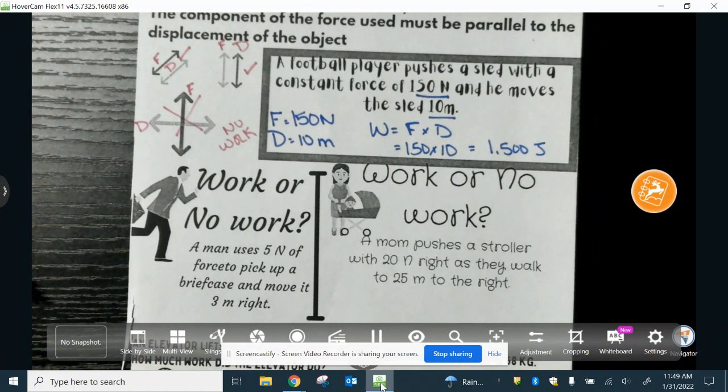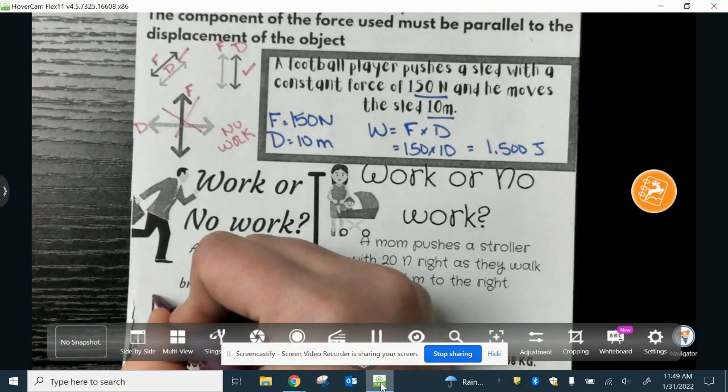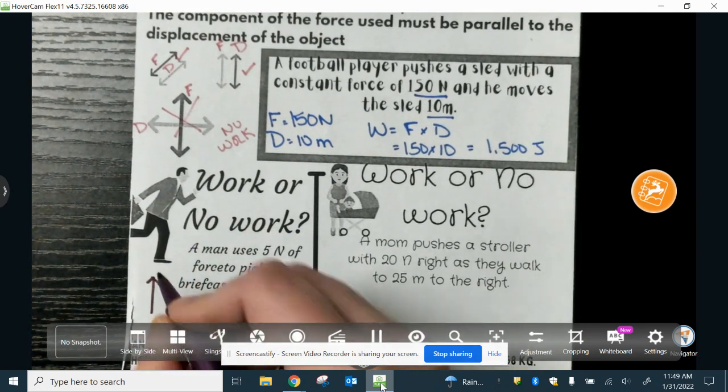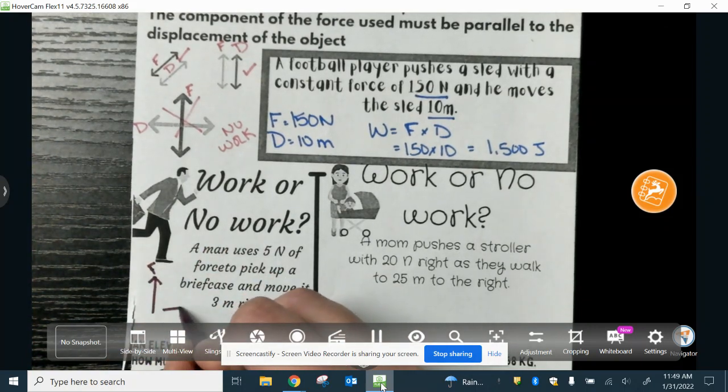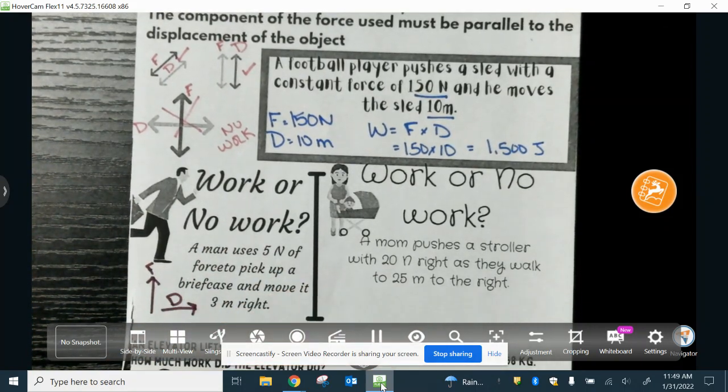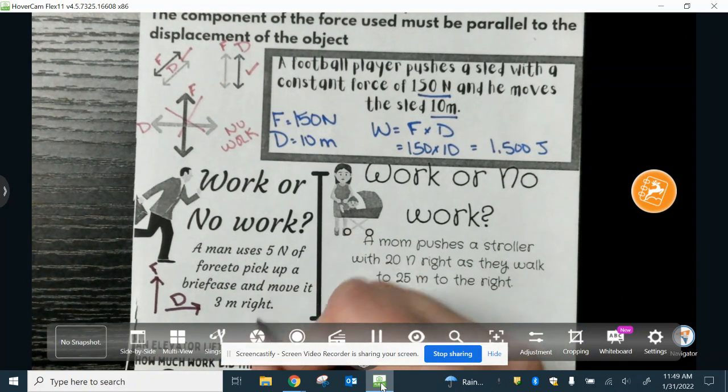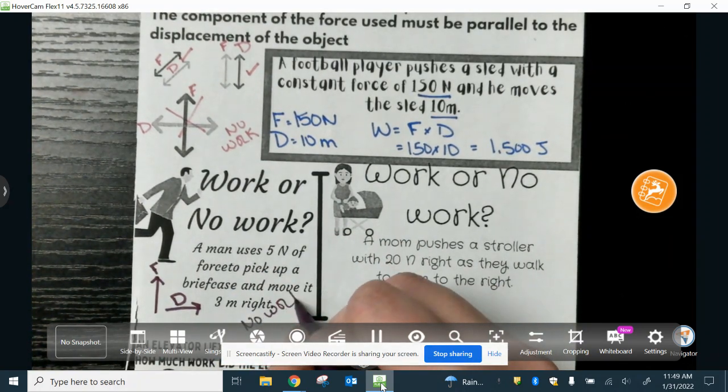All right, so we have two scenarios here, and you have to decide, is it work or not work? The first one, a man uses 5 newtons of force to pick up a briefcase and move it 3 meters right. So his force is to pick up the briefcase, and he moves it side to side. Is that work? That's not going to be work. They're not parallel. So we put no work.